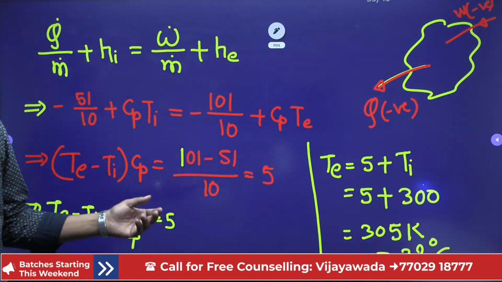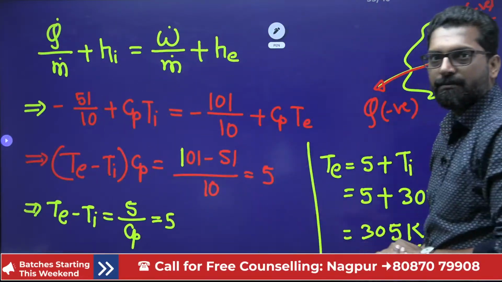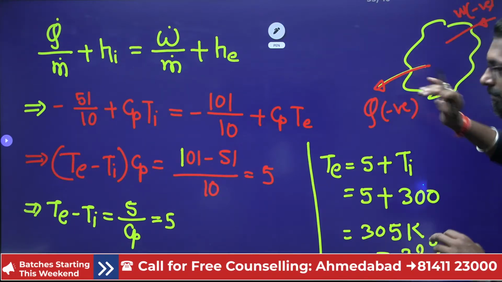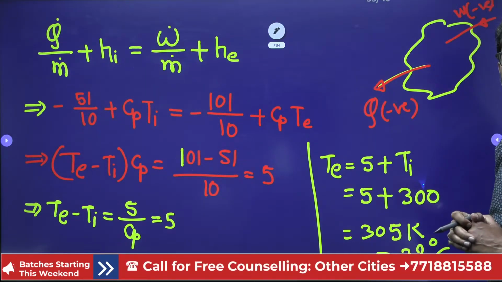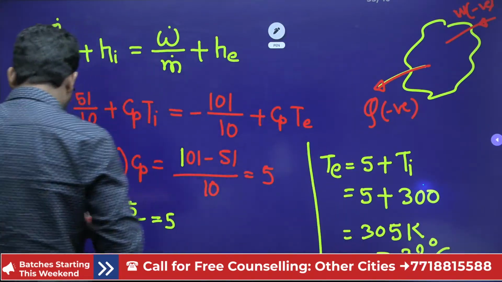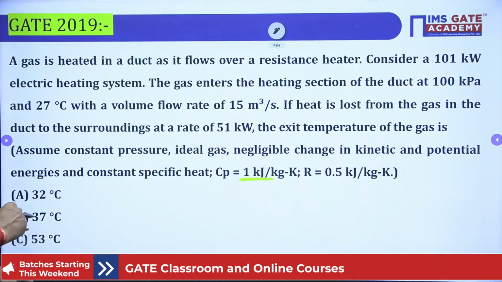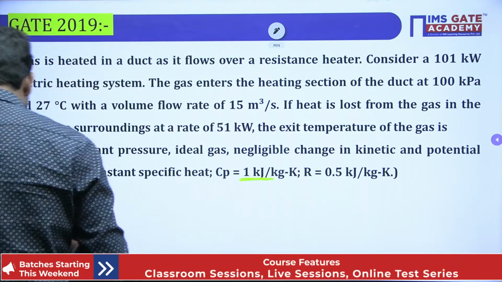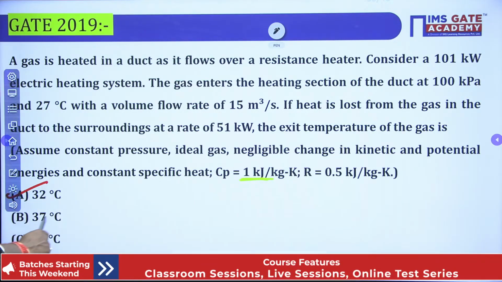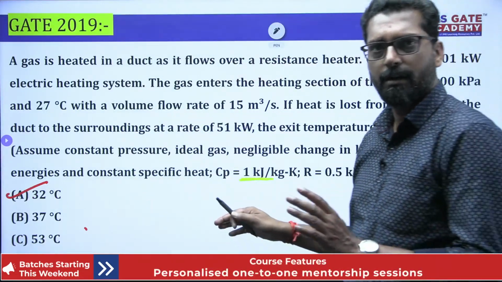So there is a lot of mistakes here in applying this energy equation. How to put the energy balance, how to put the energy interaction of the system. So the option is how much? 32. Option A is correct. So this is a simple example.